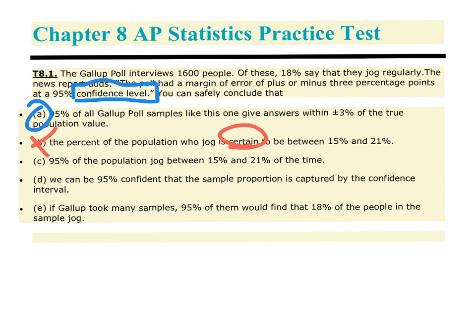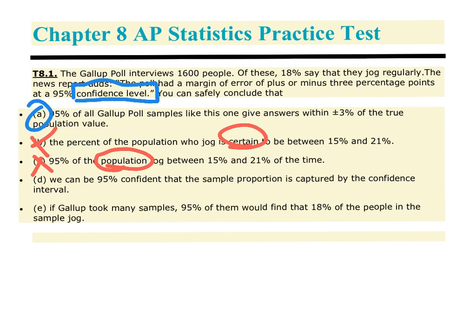For letter C, here it says 95% of the population jog between 15 and 21% of the time. The issue here is the population. Confidence intervals and confidence levels, when we look at those, are related just to samples, so that cannot be the case. For letter D, we can be 95% confident that the sample proportion is captured by the confidence interval.